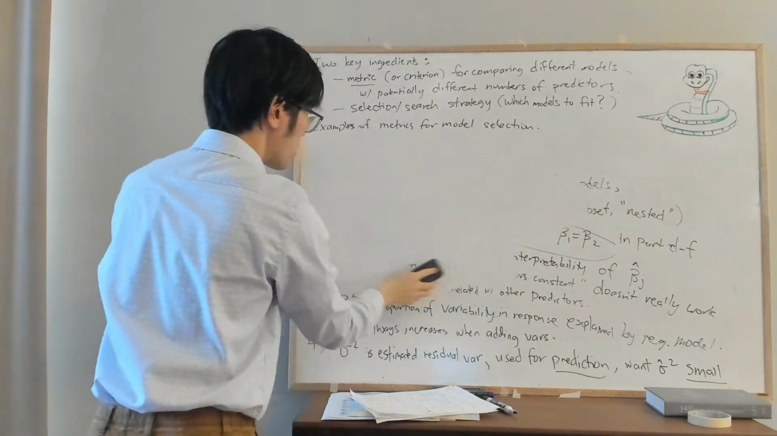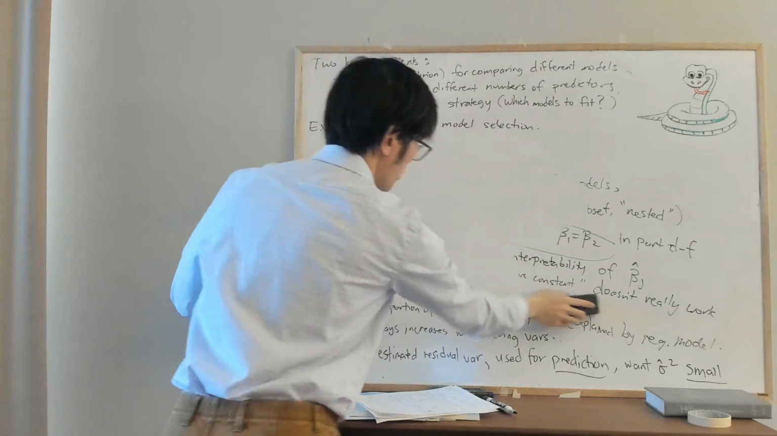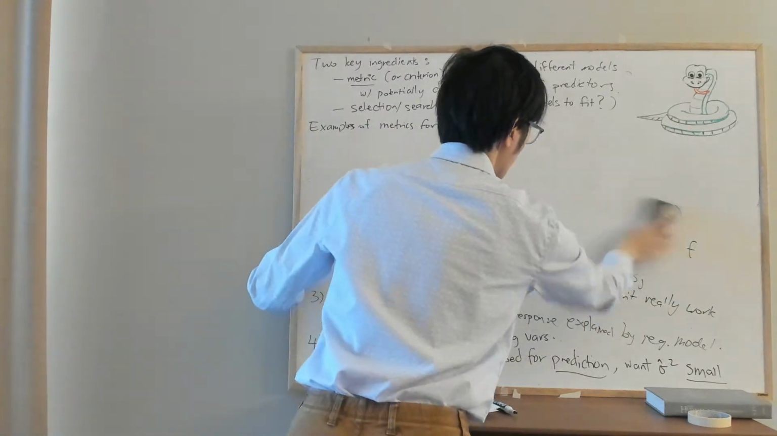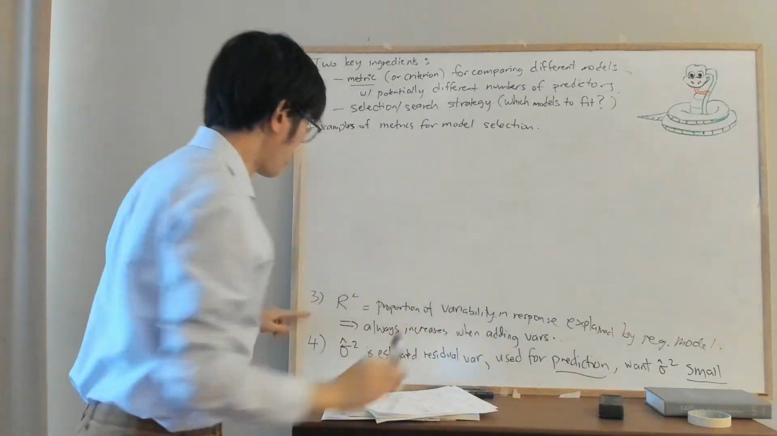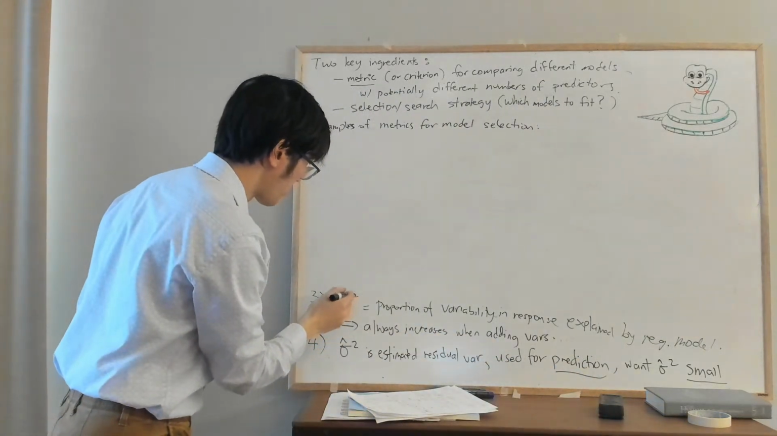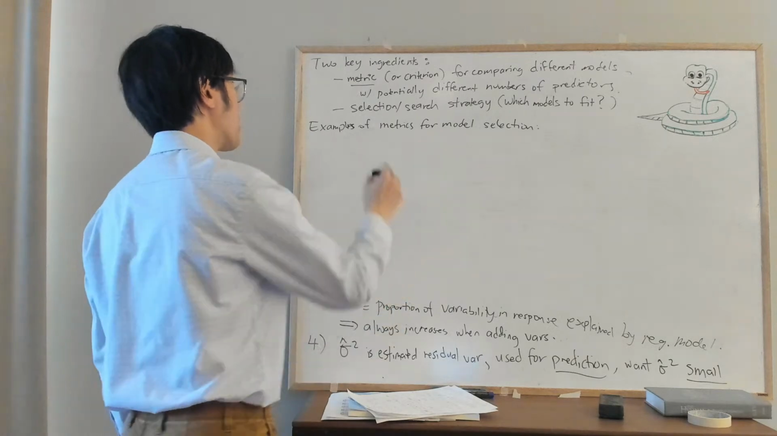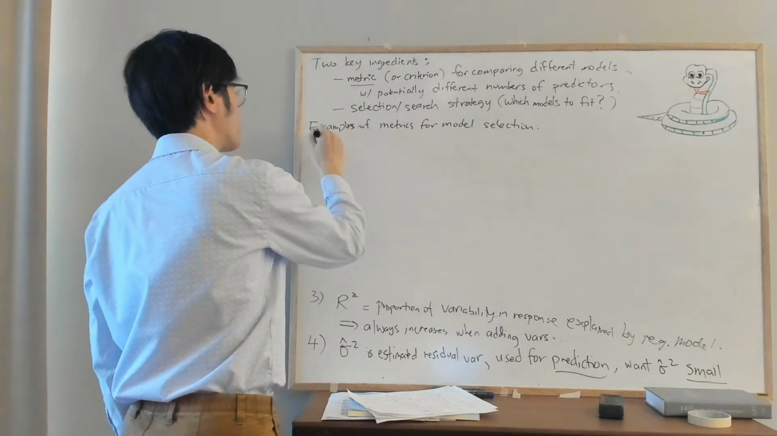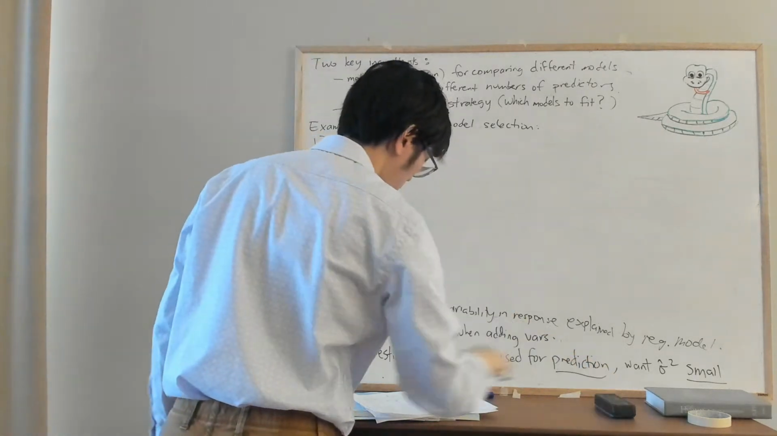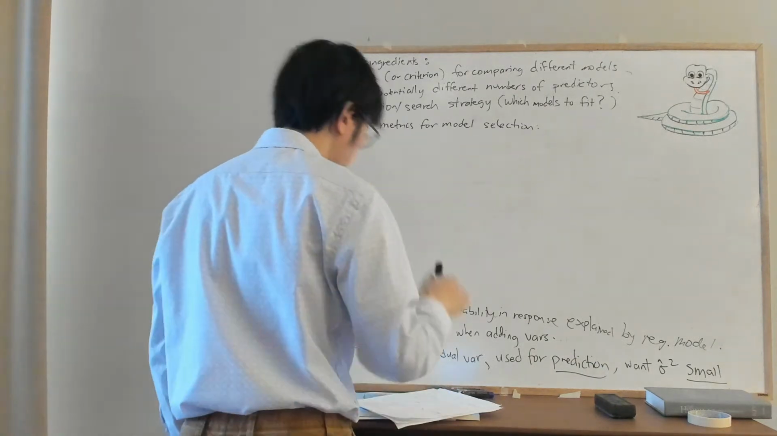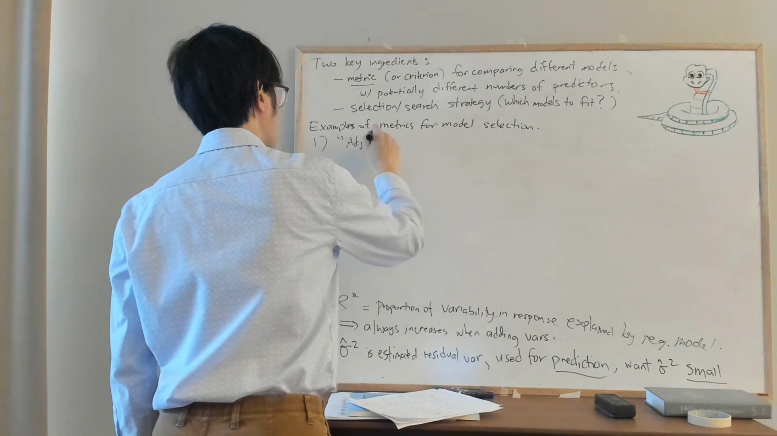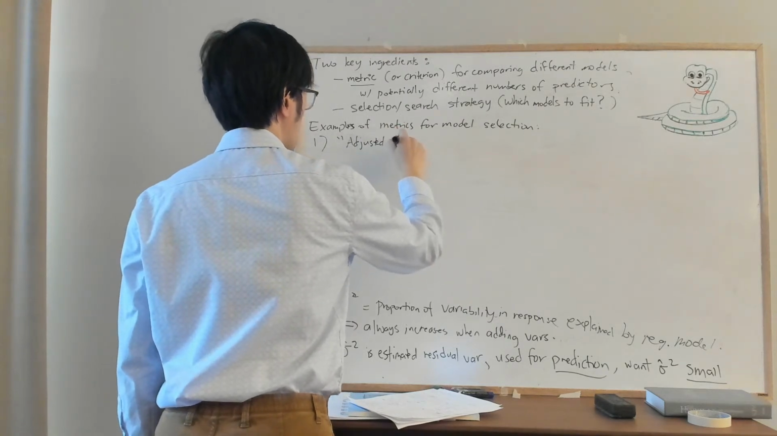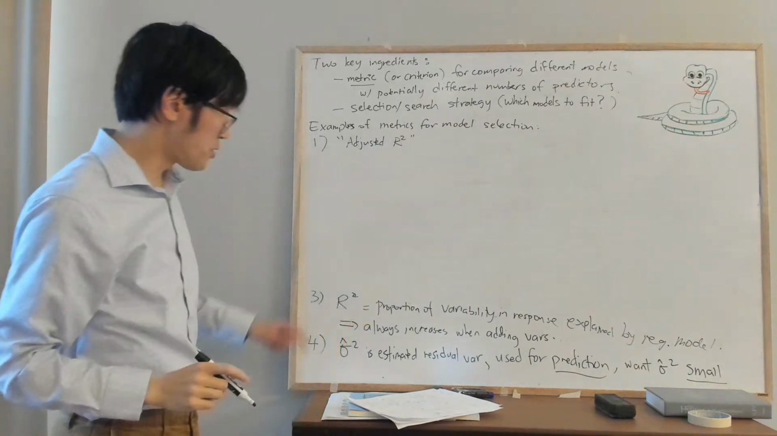Okay, so the first one is an adjustment on r squared. This is why I recapped r squared first. Number one, as an example of a metric, is what we call the adjusted r squared.